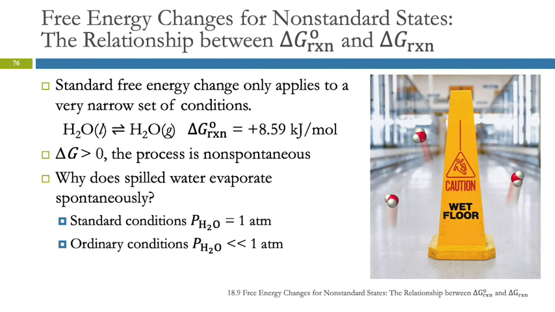Yeah, it's actually in a non-standard condition, because the standard condition for the water vapor is a pressure of 1 atmosphere. Is the pressure of water vapor in this room 1 atmosphere? No, the total pressure of all the gases in the room is 1 atmosphere. The partial pressure of the water is actually very, very small. A lot of times it's like 25 torr out of 760 torr. So really, really small. So when the wet floor becomes dry spontaneously, we're not looking at standard conditions.